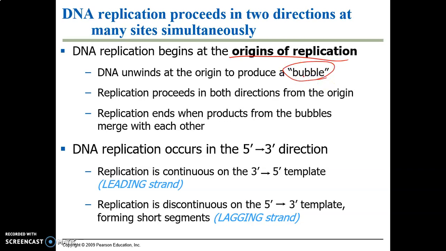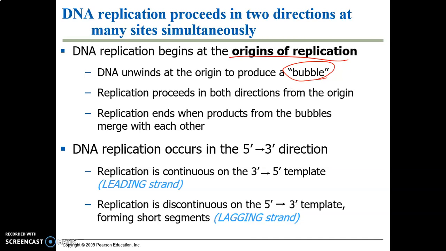And along the DNA sequence, there are tons and tons of origins of replication, and there are tons and tons of replication bubbles all working at the same time. So replication is going to basically move forward in both directions on either side of the bubble.